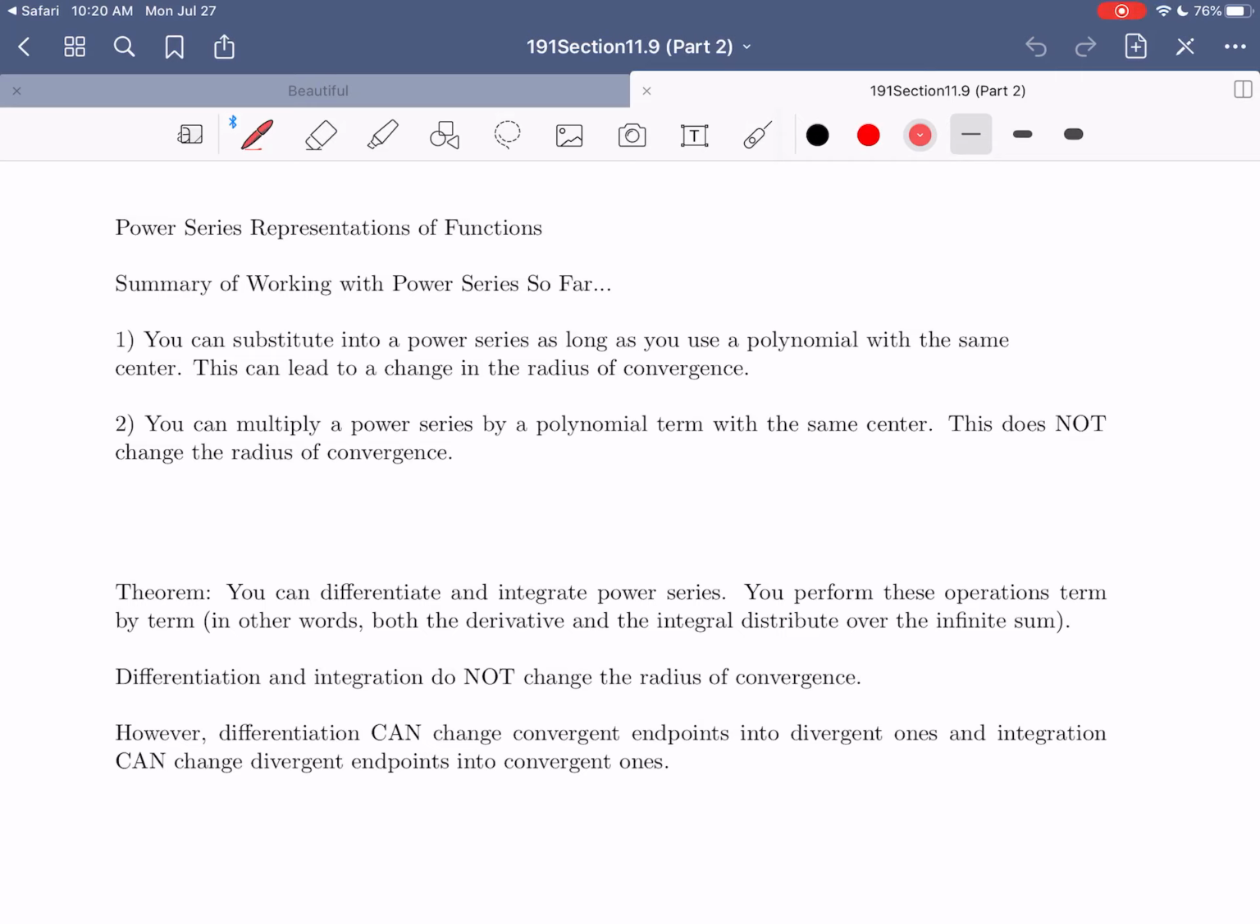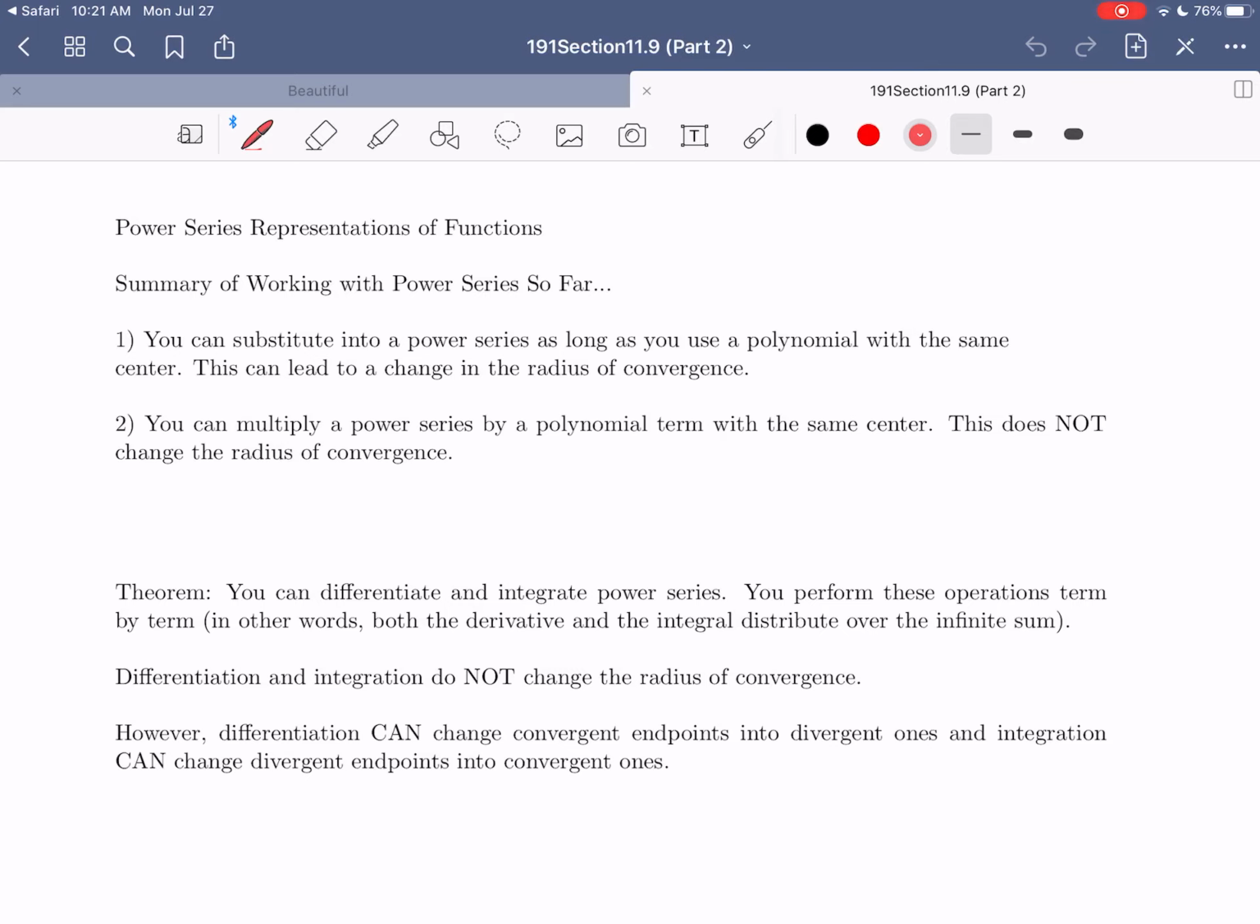In today's video, we're going to be finishing up section 11.9 from your textbook, which was our introduction into how to represent functions using power series. In the previous video, which was the start of 11.9, we saw how to manipulate the geometric series formula to build power series representations of different rational functions.